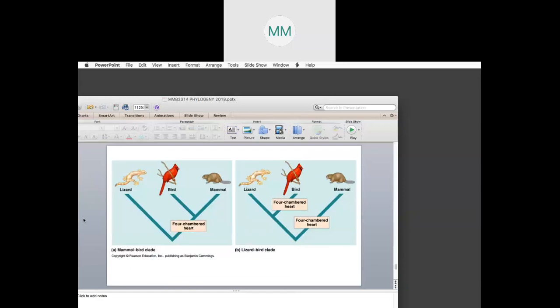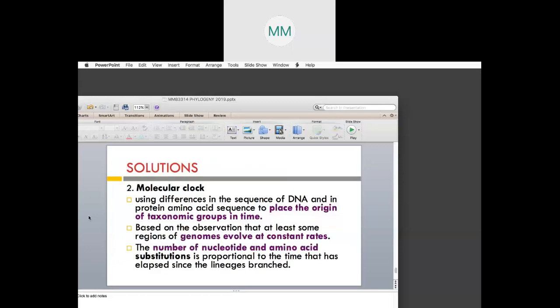Sometimes under your evolutionary tree, you will see a scale showing, say, 0.01 or something to do with time. That shows how long the genome evolved over time. The number of nucleotide and amino acid substitutions is proportional to the time that has elapsed since the lineages branched.